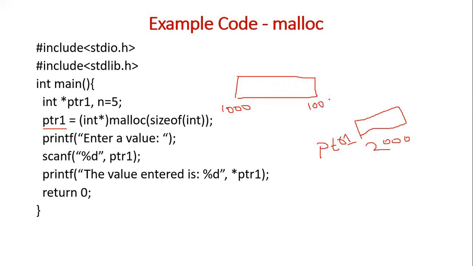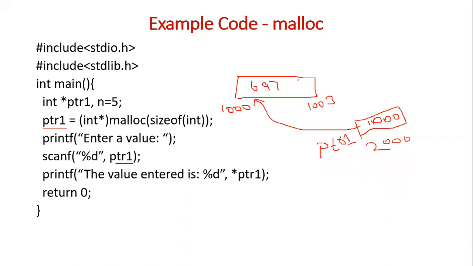So when you say ptr1 = (int *) malloc(sizeof(int)), it means that ptr1 will be holding 1000. That means ptr1 is pointing here. So ptr1 contains 1000. So printf enter a value, scanf %d ptr1 means it refers to 1000. Whatever the user gives as input will be stored in the location 1000. Say the user gives the value as 697. So that will be stored in this location.